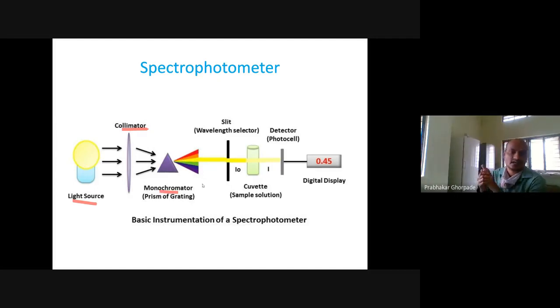So we have VIBGYOR: violet, indigo, blue, green, yellow, orange, red. Like the rainbow colors, 7 colors that this white light can get split into. So we have a wavelength selector. On our equipment, the spectrophotometer, we have this wavelength selector. We will rotate that one, and based on that, we can see the particular light.